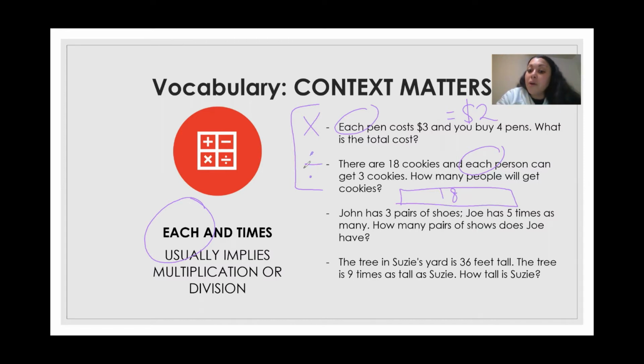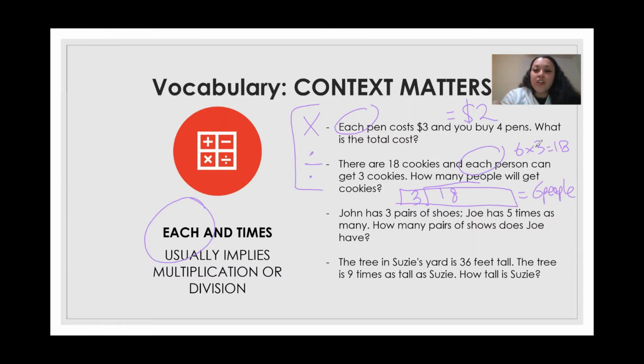So we're splitting them up into groups of 3. So we're basically saying how many 3s can you fit into 18? So 18 divided by 3 equals 6. So you can feed 6 people. And remember, we can double check our division by using multiplication. If there's 6 people and each of them get 3 cookies, that means 6 times 3 equals 18 cookies. So you can see how the word each can be used for multiplication or division.